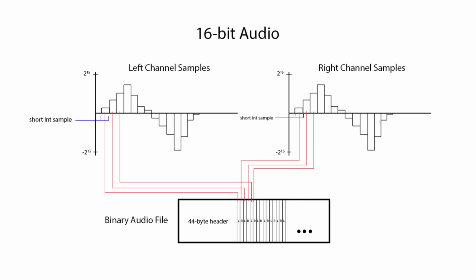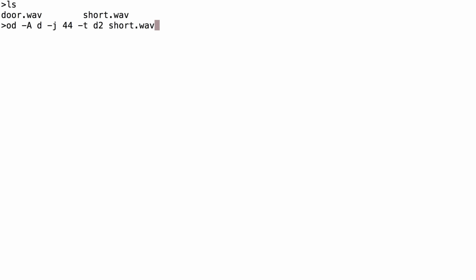We will use OD to print the contents of short.wav. We will need to give it several command line options. The first option and argument translates OD's output from the default of base 8 to a more convenient base 10. The next argument causes OD to skip the first 44 bytes of the file.